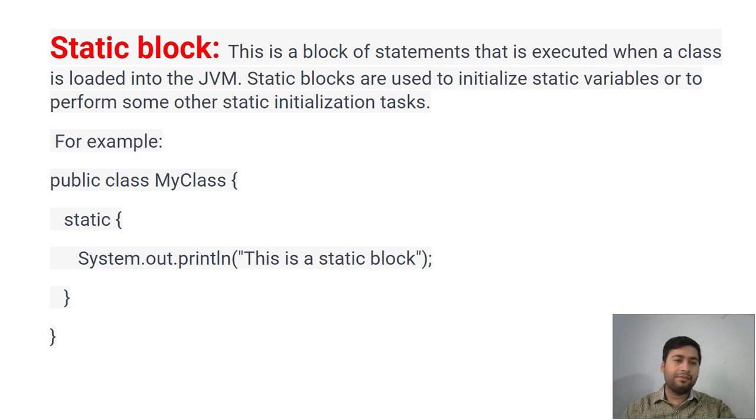Okay. So for example, I have created one class called MyClass, and inside this class I am creating a static block. This is the keyword static, provided with curly braces open and curly braces close. This is considered a static block. We can print "This is a static block". Let's go to Eclipse and test how it will work.